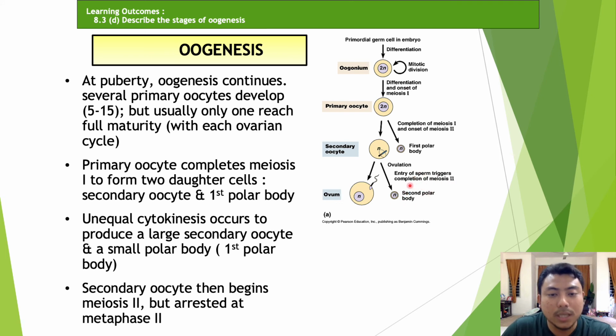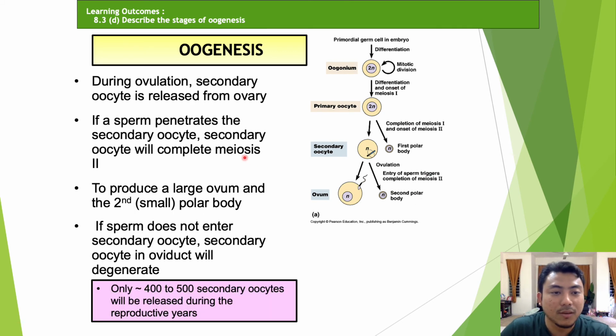So dia tunggu lagi. So macam perempuan biasa dia tunggu lagi. Dah start tapi dia tunggu lagi, arrested at metaphase 2. Nak tunggu apa? Kita tengok sekejap lagi. Okay, during ovulation, maknanya dah bila berlaku ovulation, the secondary oocyte is released from ovary. Okay, if only a sperm penetrates the secondary oocyte, barulah the secondary oocyte will complete the meiosis tu. So mana baru nak lengkapkan meiosis tu?